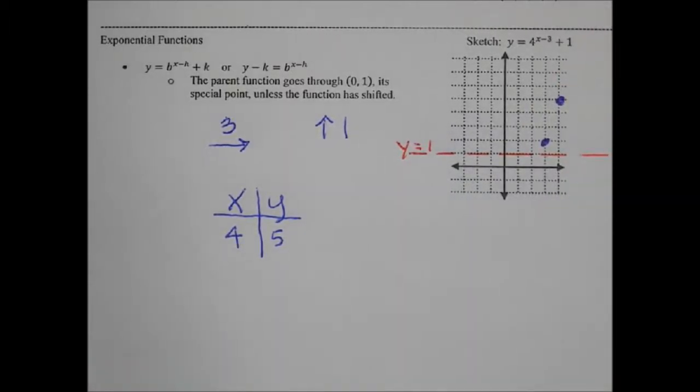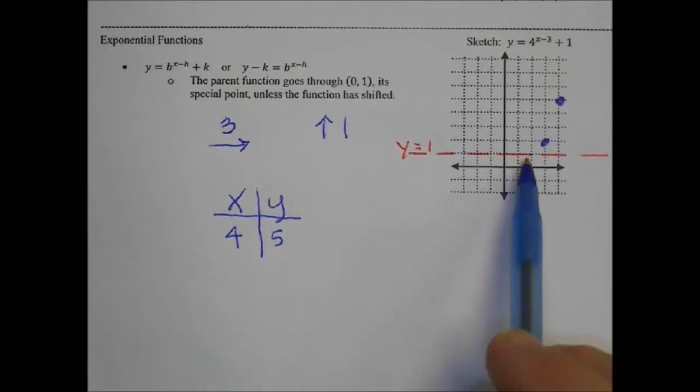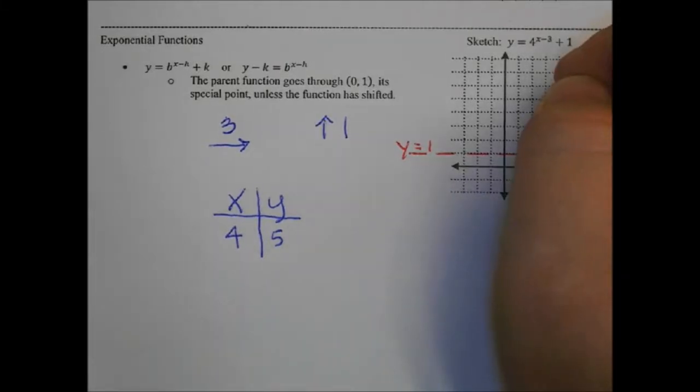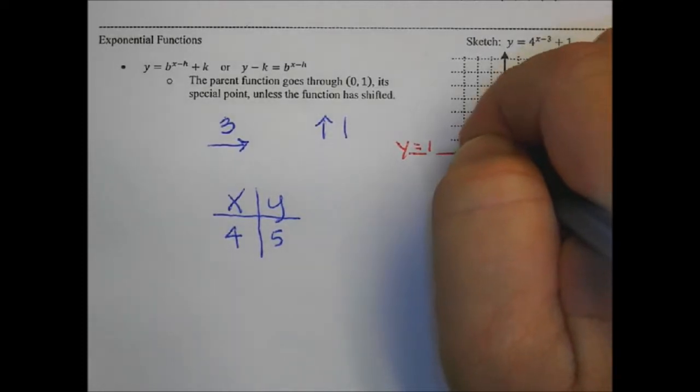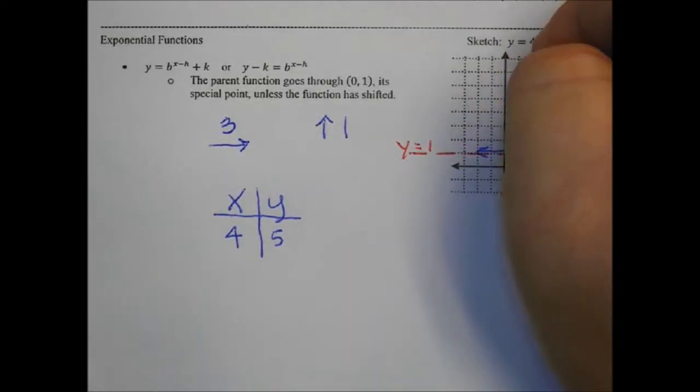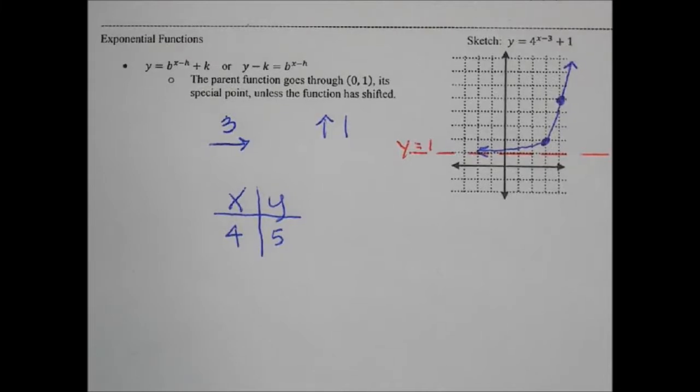And now I've got a good enough idea as to what this exponential growth graph is doing. Remember, it never touches the asymptote. So it comes in here, it makes a turn, it gets closer and closer and closer to that asymptote, but it never touches it. Okay, now we'll go backwards with the exponential growth.